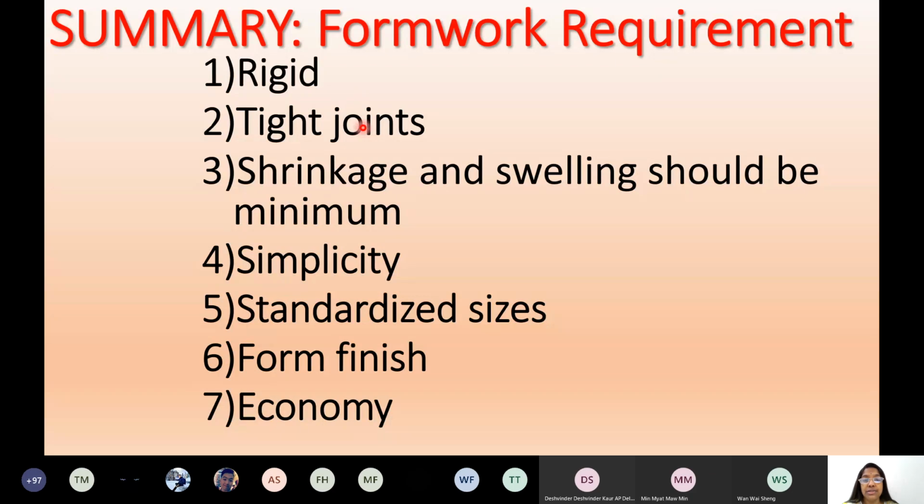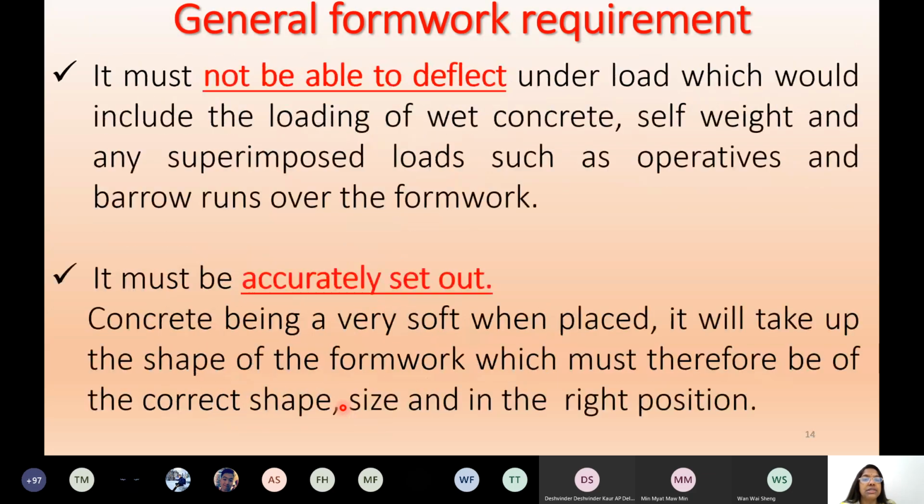Should be rigid, tight joints, right? No gaps, or joints should be rigid, and avoid any failure of shrinkage, swelling, bending, sliding, swaying. Simple, meaning easy to handle, and standardized size, mostly available in standardized size, and the form finish should be a smooth surface, and reusable. Economy means reusable, cheap material, at the same time reusable. Keep all these 7 points in your mind when you discuss materials.